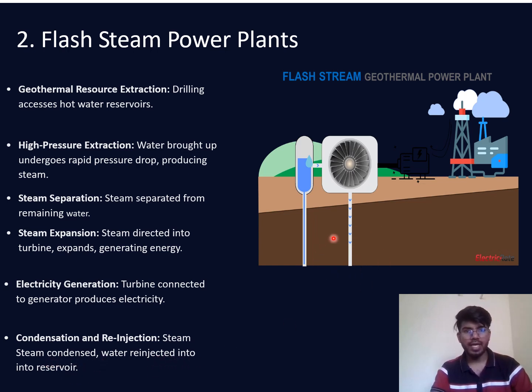So we can say that in the flash steam power plant, hot water from the geothermal reservoir is pumped up to the surface through a well. When the high pressure hot water reaches the lower pressure at the surface, it flashes into steam. This steam is then used to power a turbine connected to a generator to produce electricity. After passing through the turbine, the steam is condensed back into water and recycled back into the geothermal reservoir. This continuous process harnesses the energy from geothermal heat to produce electricity.